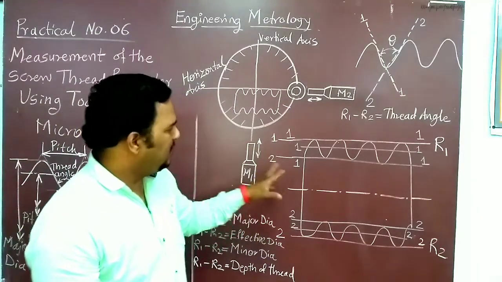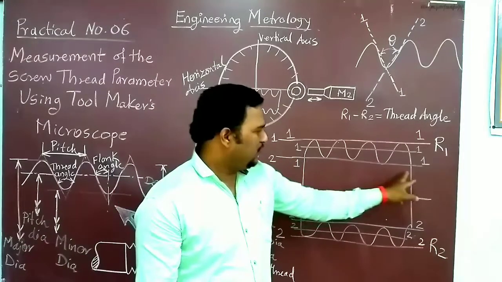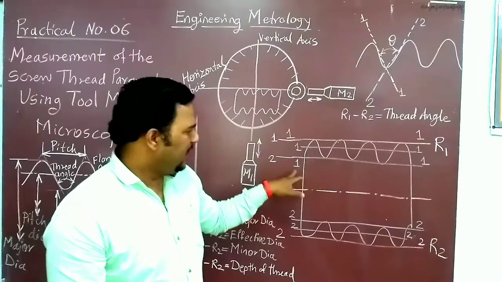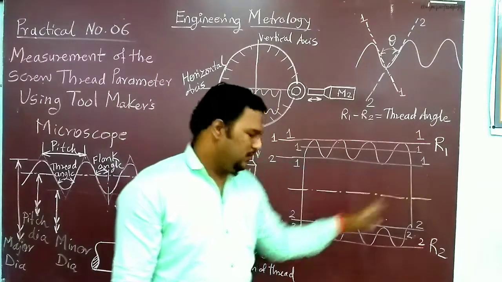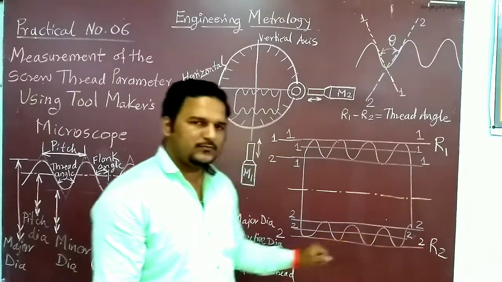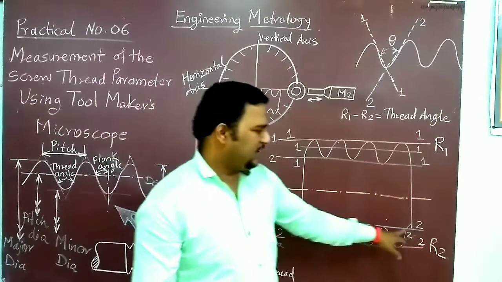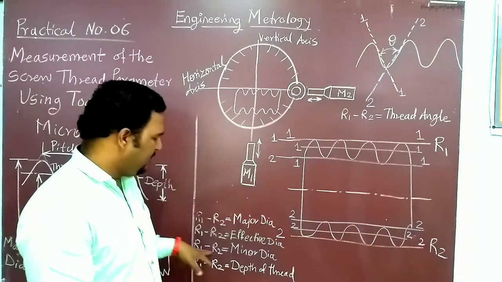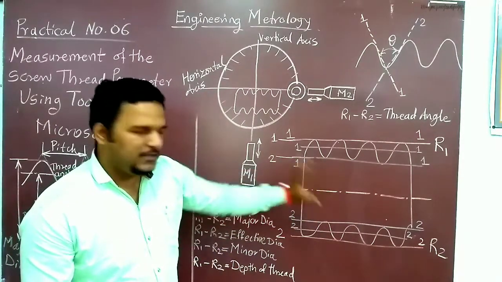Next we need to calculate the minor diameter. Again for the minor diameter, we move the horizontal axis at the root. At the root, we take the reading at 1, 1, that is R1. Again we align at R2, so we take the reading at 2, 2. The difference of R1 minus R2 will give you the minor diameter.